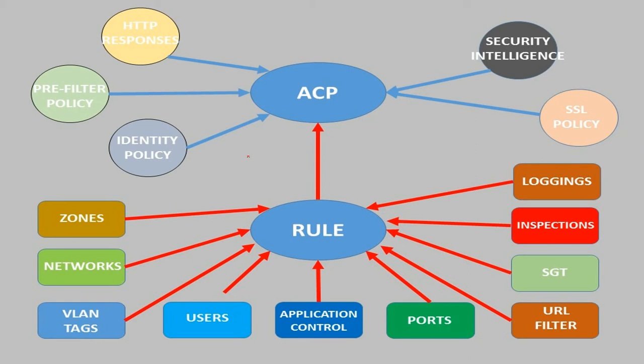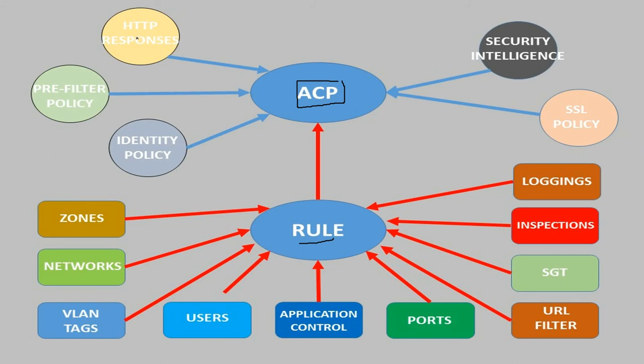Let's talk about it. This is very important, and I want you to understand it so we can continue with each other safely in this course. There are some rules applying to the ACP only, the access control policy only. Like what? Like security intelligence. When you want to apply it, you are not applying it to the rule. No, it's applying to the access control policy.